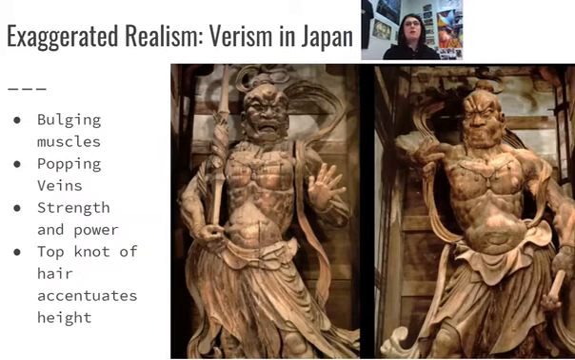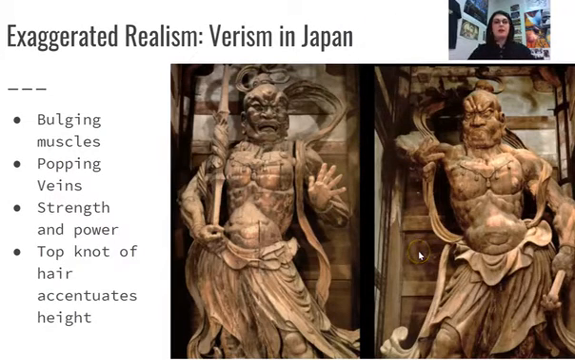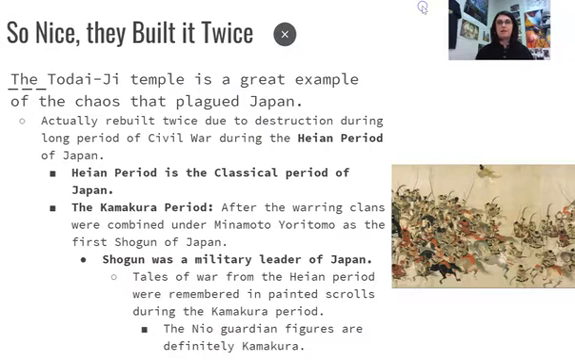And you can see they're really, really big. And their muscles are like, the veins are actually popping out. Like they're meant to be scary and intimidating and hostile. And that top knot on their hair is very much a samurai element that would have kind of emphasized their strength and justified their presence here.